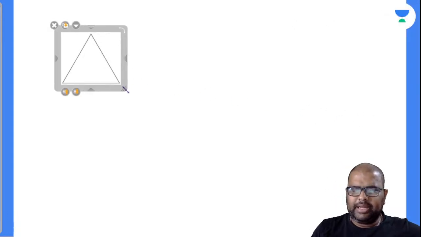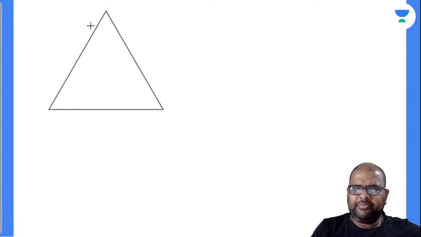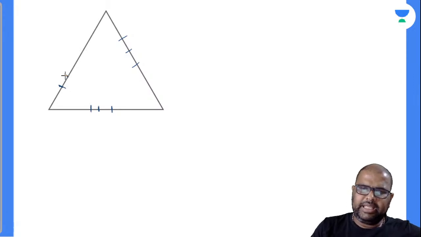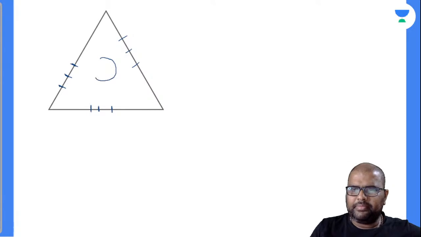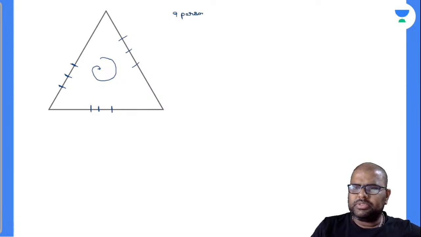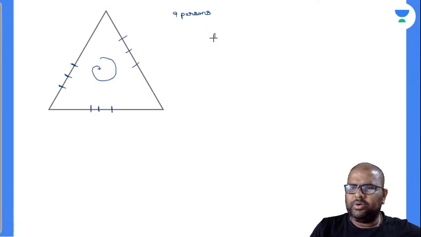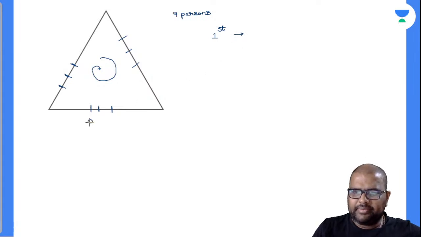This is a triangle. Let us suppose that there are 3 chairs on each side. Let us suppose that this is an equilateral triangle only. Again, this is a circular table arrangement only. There are 9 persons. Let us suppose the first person can be seated on this empty triangular table in how many ways? Can anybody say?